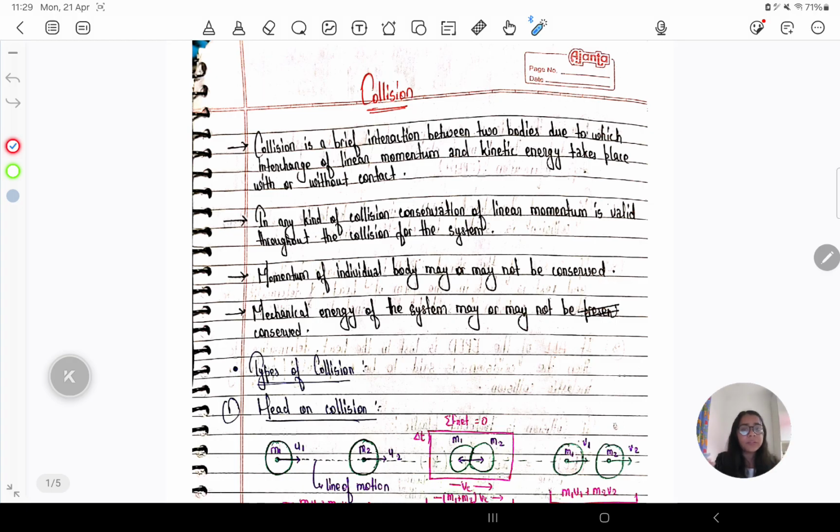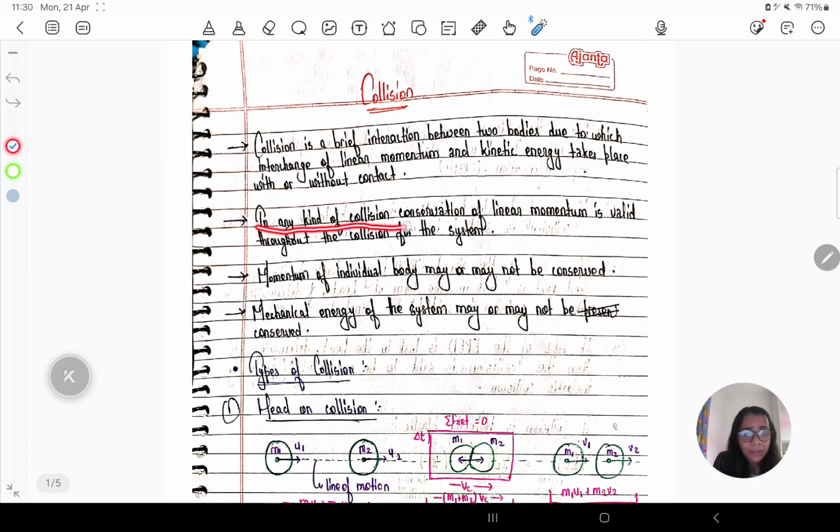So what happens during collision is that there is an interaction between two bodies, due to which there is an interchange of linear momentum, p equals mv, and an interchange of kinetic energy, formula half mv square, which takes place with or without contact.